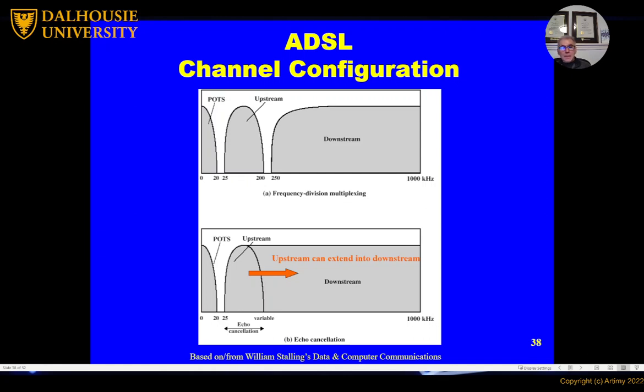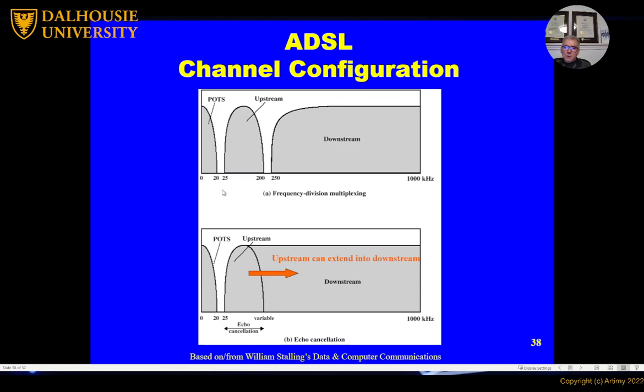Modern phone systems can carry more bandwidth. They have better quality, so they can carry higher bandwidth than just 3200 hertz. So why don't we use the extra bandwidth to carry data? So that created what's called ADSL, and the ADSL system is used to carry data in addition to voice.